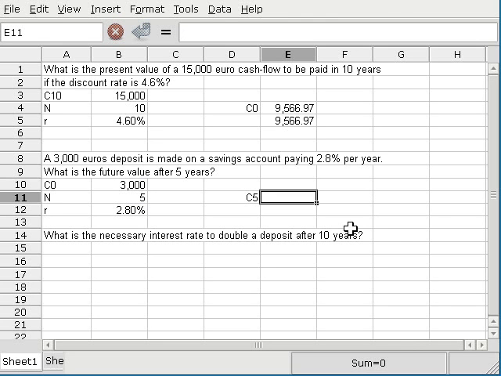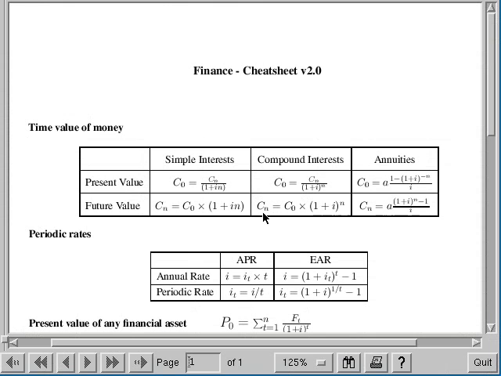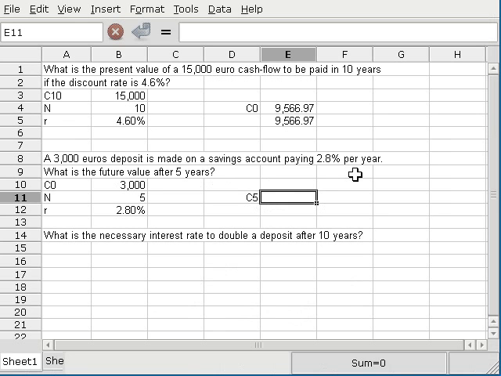Then C5 is given by this formula, future value given the present value. So we multiply by 1 plus rate to the power of number of years. So C5 is C0, present value, times 1 plus rate to the power of number of years. And here's the result. So far it was quite simple. Just go from present value to future value or from future value to present value. Now look at the third one.